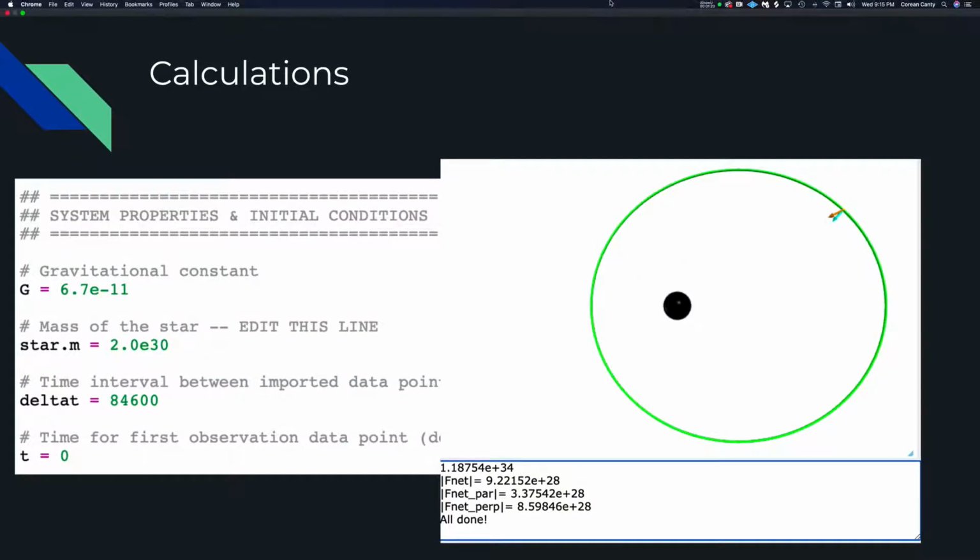So getting into our calculations, we used a program called GlowScript to create a computational model that analyzes the motion of the star around this black hole. And here we can see our initial conditions with the gravitational constant, the mass of the star, which was 2e30 kilograms, and the delta t, which was 1 day in seconds between each data point.